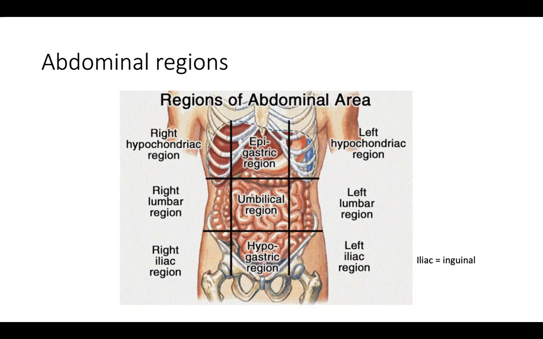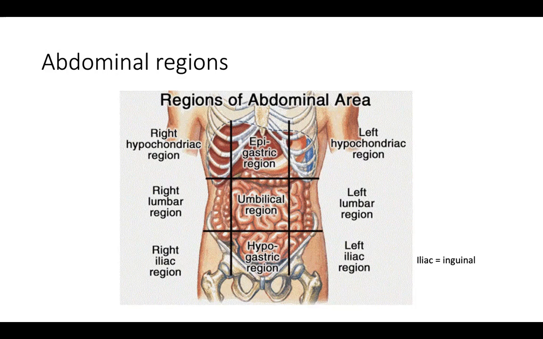Down the middle, we'll start in the middle here, the umbilical region right under the belly button. So that's pretty easy to remember, umbilical region. And then we have two gastrics. Gastric refers to stomach generally. Epi means on top of, so epigastric is the one on the top. Hypo, again, means below, so hypo is the one on the bottom, hypogastric.